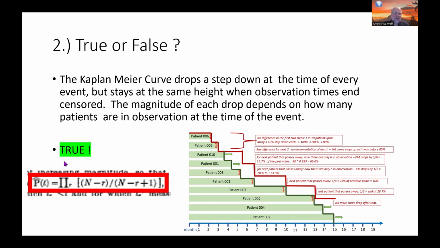You see here the original formula as they wrote it in their own paper. And you see here the way how I described that in the video. There were 10 patients as example. The first 2 patients passed away, created a step down in the curve of 10% because it is 1 out of 10. The next 2 patients were alive at the end of the observation time. Therefore, the Kaplan Meier curve did not drop. Patient number 8 passed away. This patient caused a drop in the curve, but the drop was larger than the 2 drops before because at that time, the number of patients in observation was smaller.